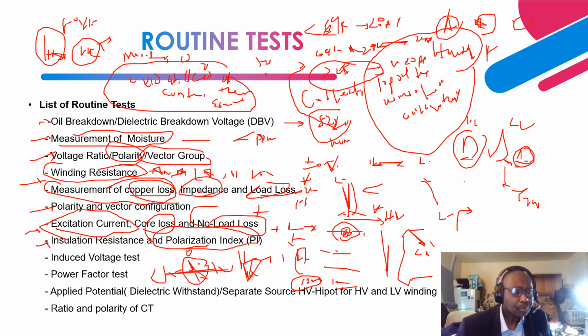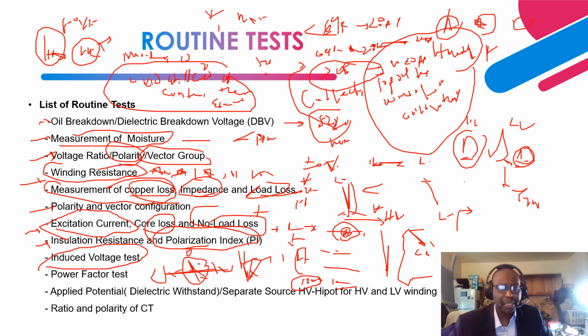Okay, so next is induced voltage. Induced voltage is a test to determine the major insulation: the high voltage to ground components, the low voltage to ground, and in between the high voltage and the low voltage, and also the turn to turn insulation. That is when we perform the induced voltage test.